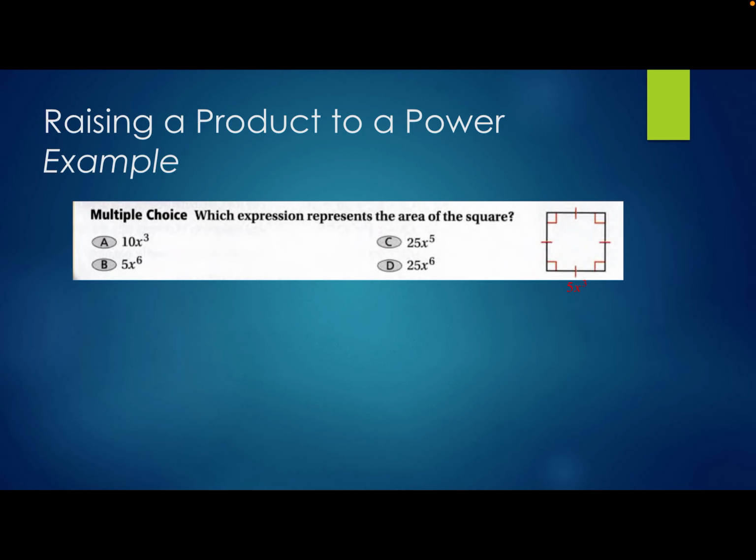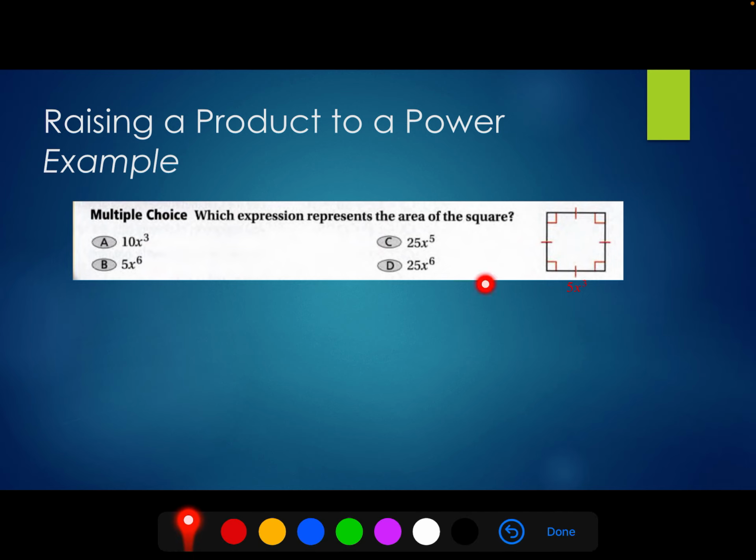Okay, now let's go over some examples where we're going to have to use this product to a power property. All right, so this first question just says, which expression represents the area of the square? And here you can see we're given a square with a side length of 5x cubed.